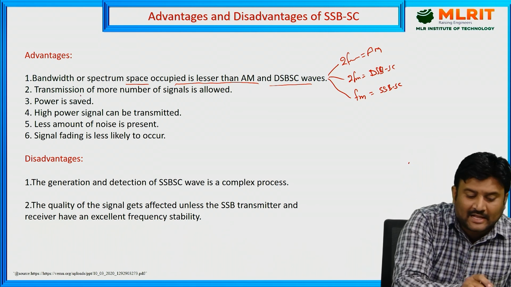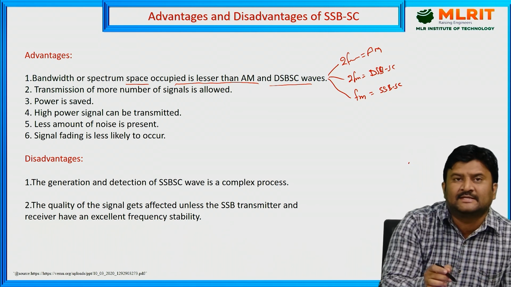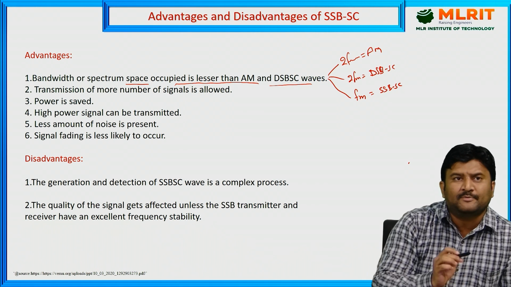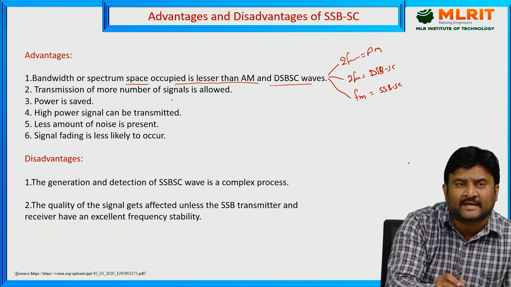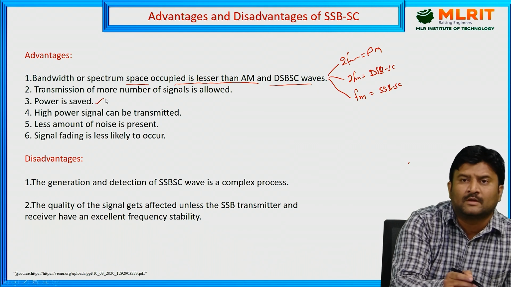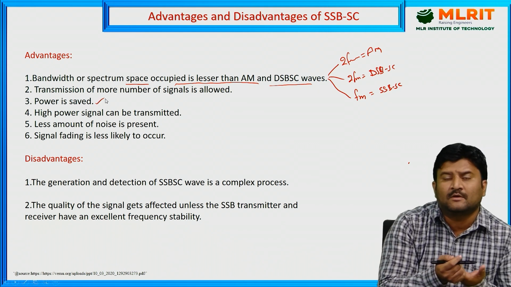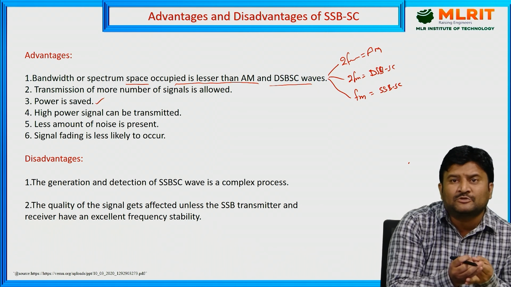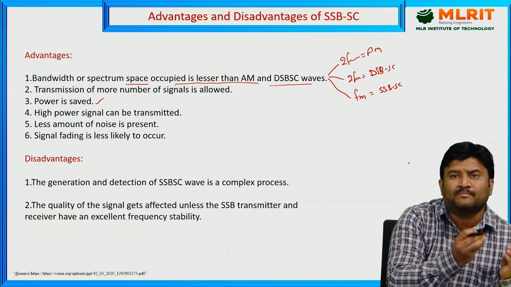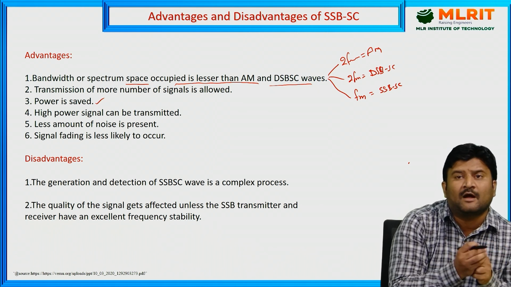Next one, transmission of more number of signals is allowed. Multiple signals can be allowed by using a single sideband suppressed carrier. The power is saved. How it is saved: there is no carrier and there is only one sideband. The total power is reduced. Only one part of the power is needed.